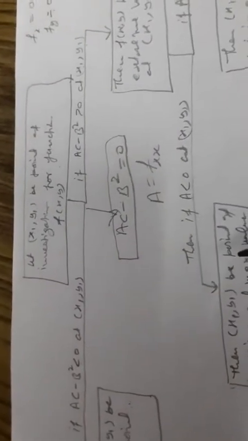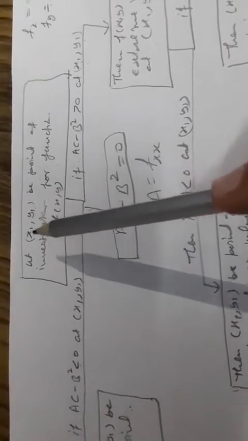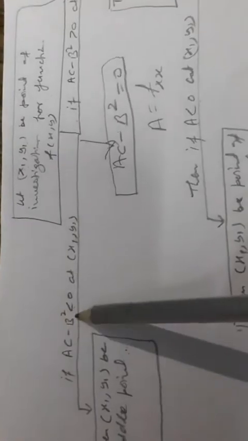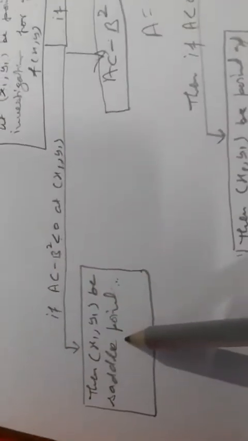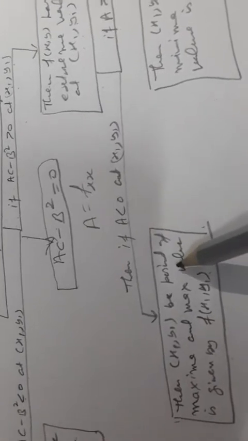See once more. After finding the point of investigation, put this point in ac minus b square. If ac minus b square is less than 0, then it will be the saddle point. If ac minus b square is greater than 0, then the function has an extreme value. Extreme value means either minimum or maximum. Now to check maxima or minima, put this point in a. If a is less than 0, a is negative, then the function has a maximum value, and if a is greater than 0, then the function has a minimum value.